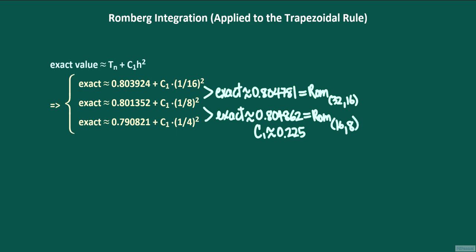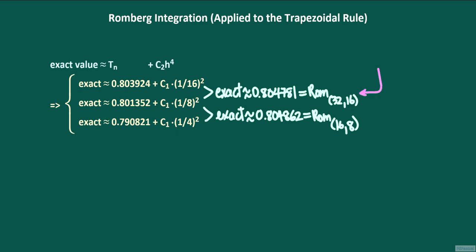This first step in Romberg integration is supposed to deal with the order h squared error term. More precisely, it is supposed to eliminate the order h squared term so that we are left with only the order h to the fourth power term. So replacing T sub n by the improved Romberg estimates, and disregarding this time the h squared term, which we are supposed to have just eliminated, we end up with these equations involving Rom sub 32,16 and Rom sub 16,8.